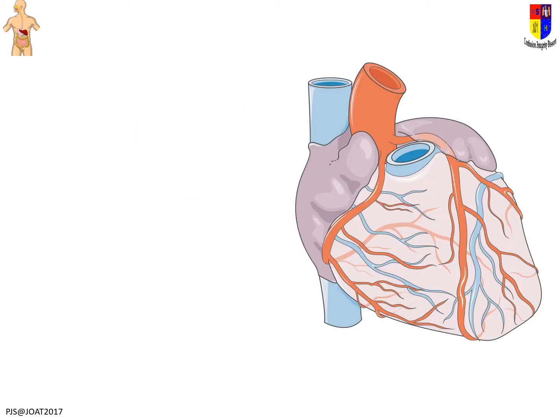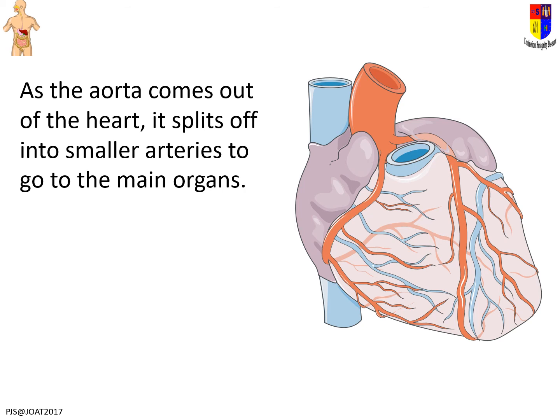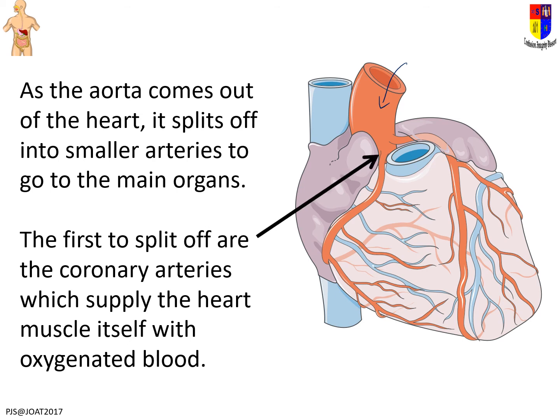So this is the surface of the heart, and you can see the aorta here. The blood that's coming out in the aorta needs to be split off so it goes to all the other organs. And the first organ it splits up to deal with is the heart muscle, because that muscle needs to be supplied with oxygen and food and everything to keep it pumping. So this split here, you can see little tubes branching off from the aorta. These are the coronary arteries, and this is the other one that you need to know.